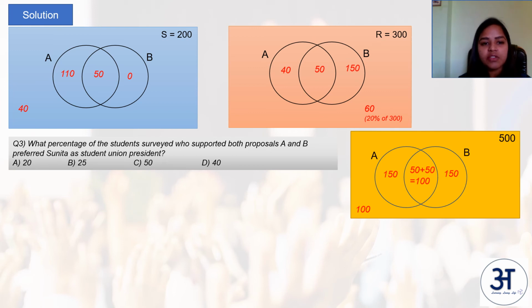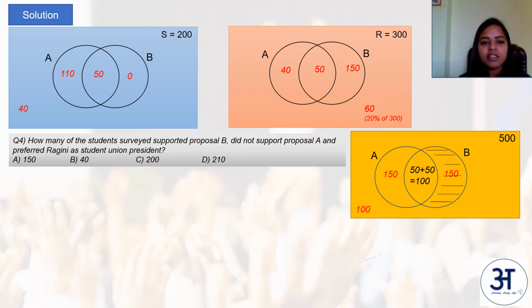What percentage of the students surveyed who supported both proposals A and B preferred Sunita as student union president? So those people who supported both A and B are 100. Out of them, those people who supported Sunita are 50. Right? So it is 50 by 100, 50%. So let's go to question 4.